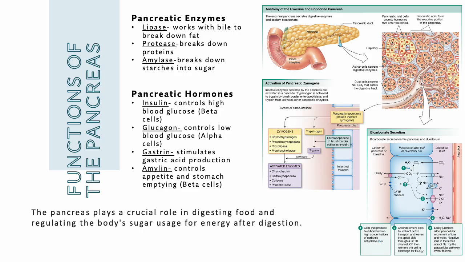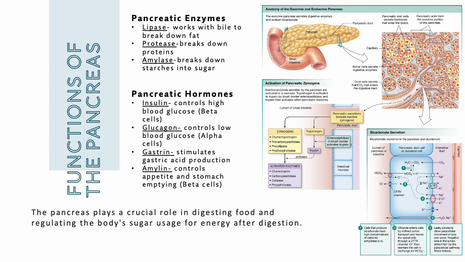Usually, when we think about diabetes, we tend to think of the pancreas first. But what does the pancreas really do? The pancreas plays a dual role. It releases digestive enzymes and regulates blood sugar through hormones like insulin, glucagon, gastrin, and amylin.